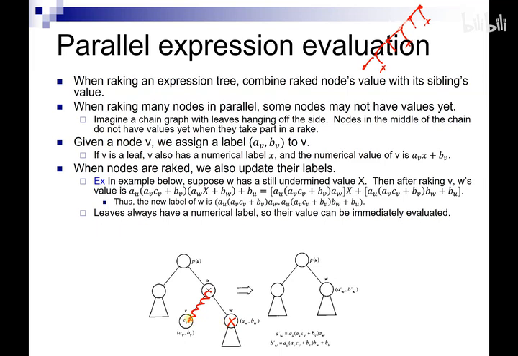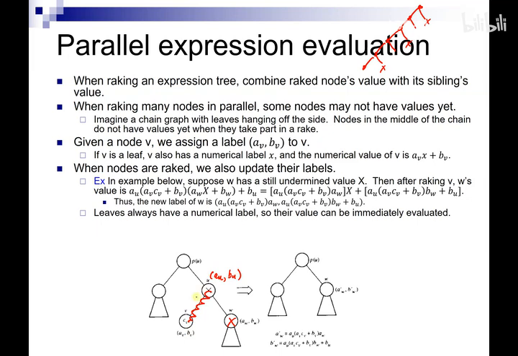And then over here we have another node V that we're going to try to rake, and it's got a numerical label of CV, and this pair label of AVBV. What that means is that the actual value of this node is going to be equal to AV times CV plus BV. And now we have another node U over here, and let's say that its label is going to be something like AU and then BU.